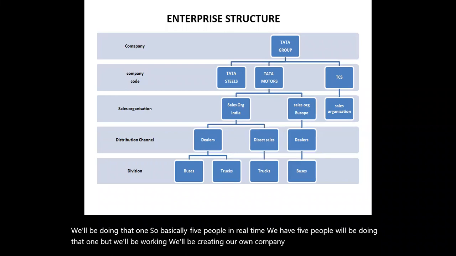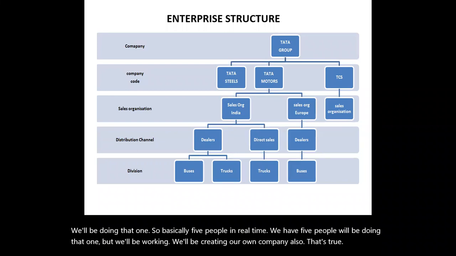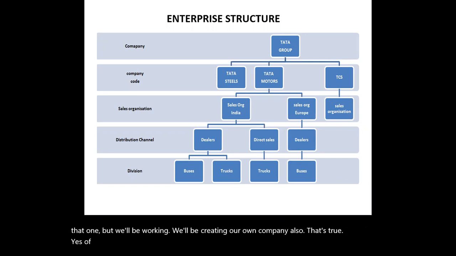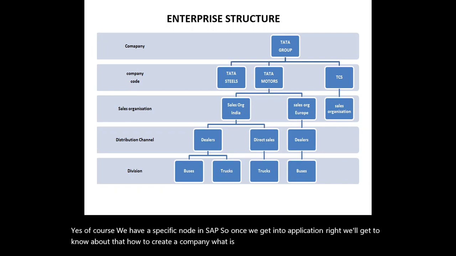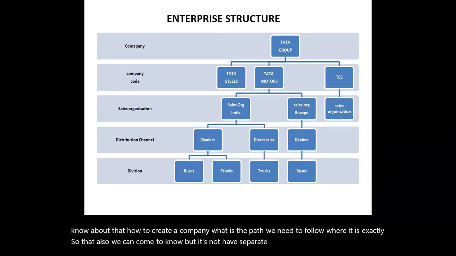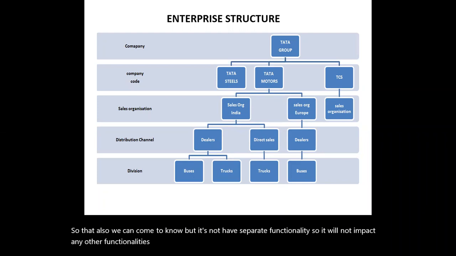So, company, company code, sales org. Do we have any specific node for the company also? Yes, of course, we have a specific node in SAP. Once we get into the application, we'll get to know how to create a company, what path we need to follow, and where it is exactly. But it will not have a separate functionality, and it will not impact any other functionalities. It's a corporate entity. Nothing can be done at the company level, but everything will be updated at the company code level.